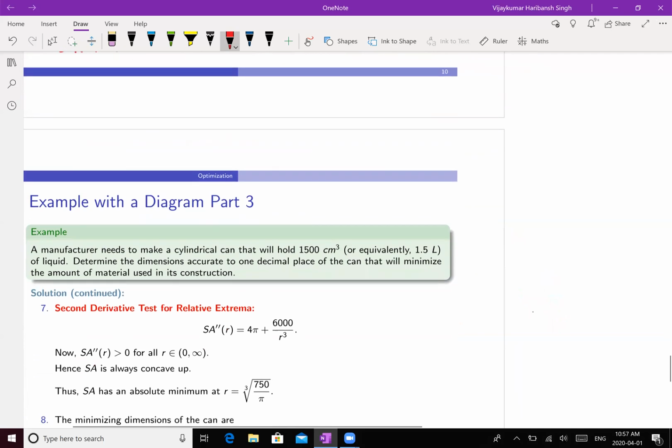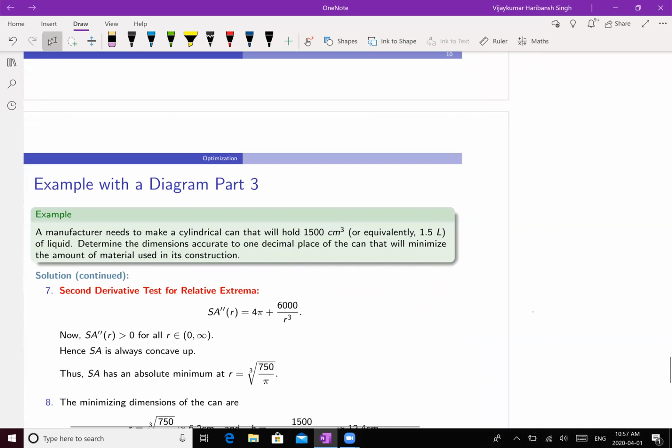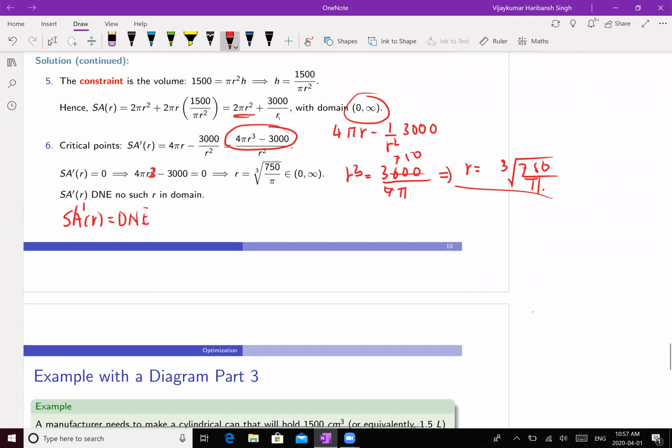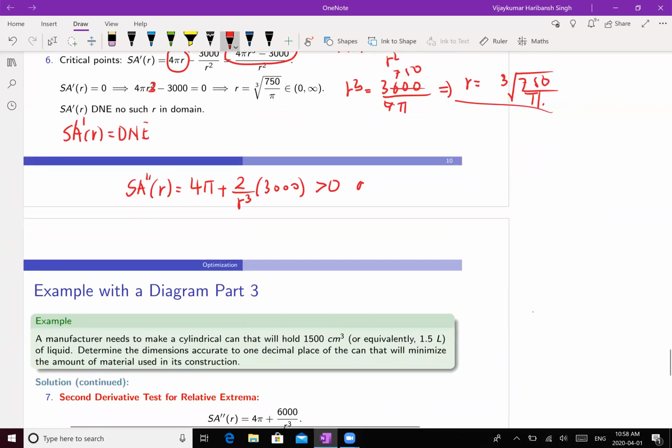Now we need to basically analyze this. So either we use the first derivative test or the second derivative test. The second derivative test will be easier here. So let's take the second derivative test. What is the second derivative of this guy? So SA double prime of r is going to be, derivative of this is 4 pi. Derivative of that is going to be, what is the derivative of 1 by r square? That is going to be plus 2 by r cubed times 3000, and that is always greater than 0 on your domain, right?